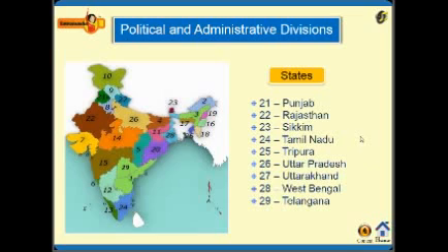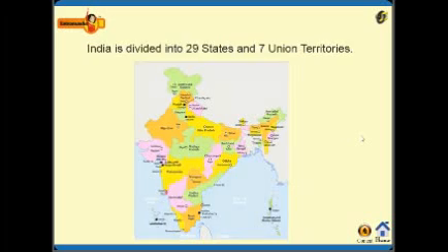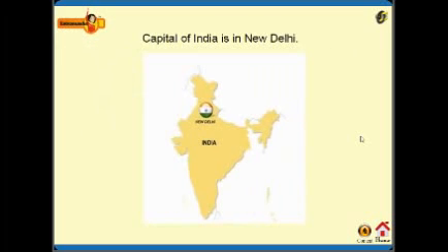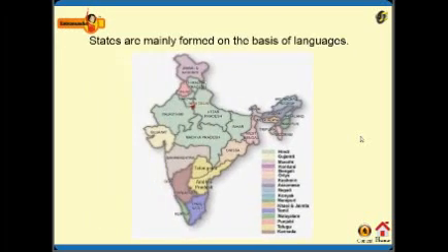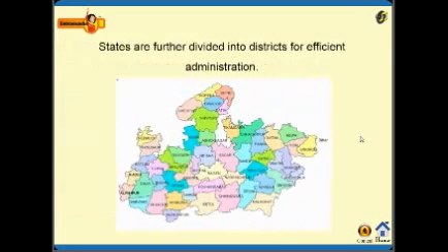These are the 29 states of India. India is divided into 29 states and 7 union territories. The capital of India is New Delhi. States are mainly formed on the basis of language. Union territories are administered by the president through an administrator appointed by him. The states are further divided into districts for efficient administration. Clear? Yes.